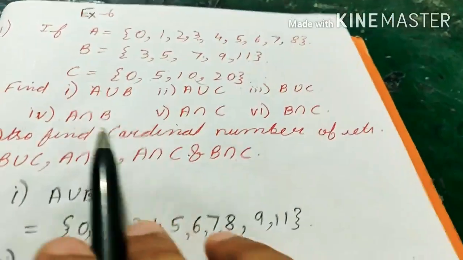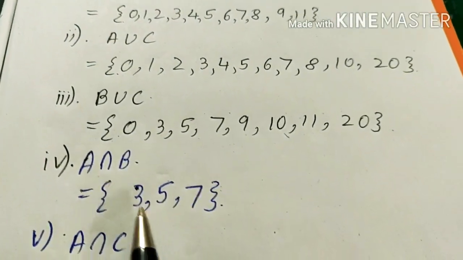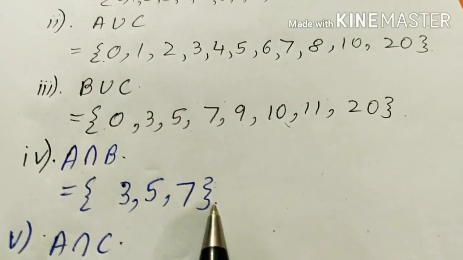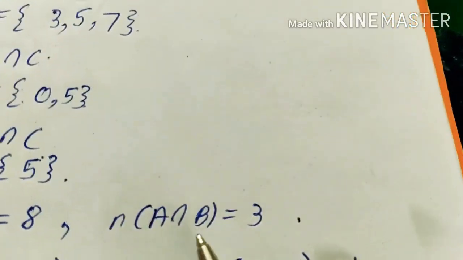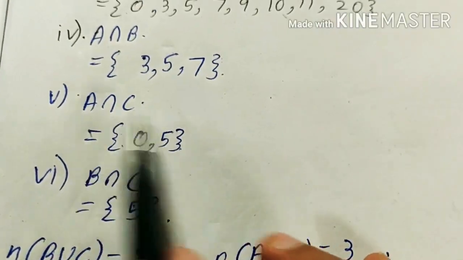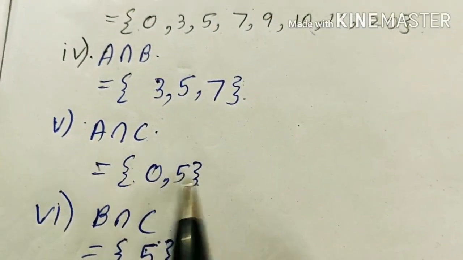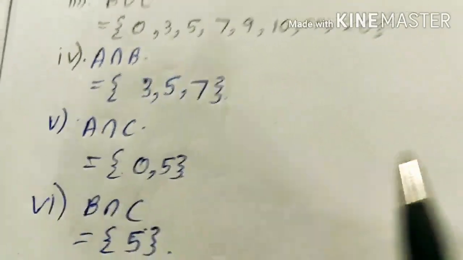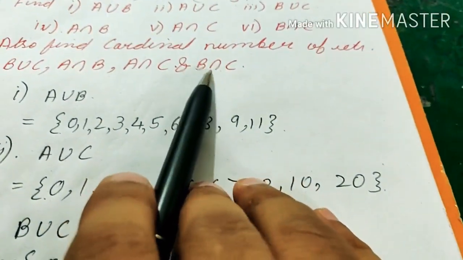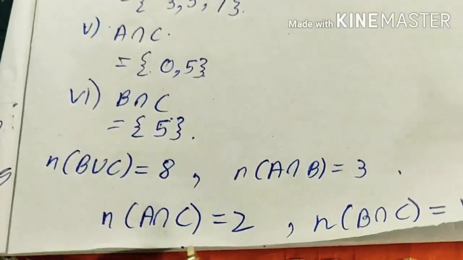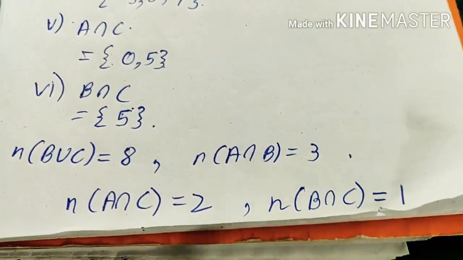What next? Cardinal number of A intersection B. What is the cardinal number? Number of elements are 1, 2, 3. Look, 3 is the cardinal number of A intersection B. What next? A intersection C. Cardinal number will be 2. There are 2 values present here. Okay. What next? B intersection C. Only 1 value. Look, 2 and 1. Okay.